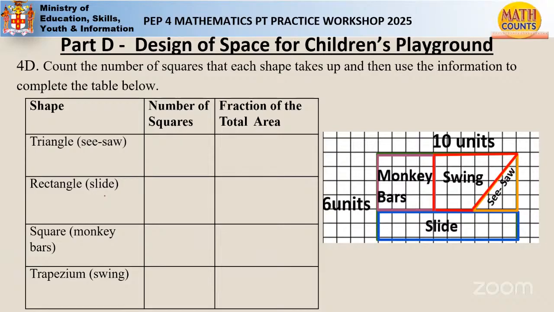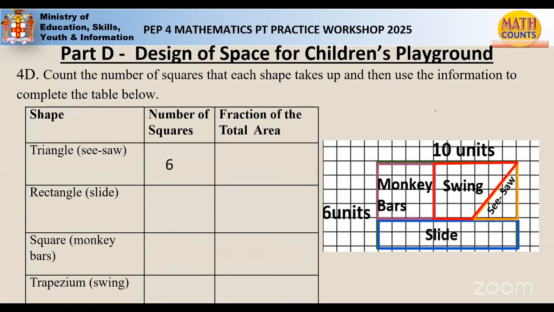All right. So we are saying for the seesaw, we have 6. And we are thinking about the fraction of the total area. What was the area again? Anybody can tell me what the area was again? Who is this? Miss Smith? Go ahead, Miss Smith. What was the area for the space that we are looking at? Miss Smith, you can unmute.